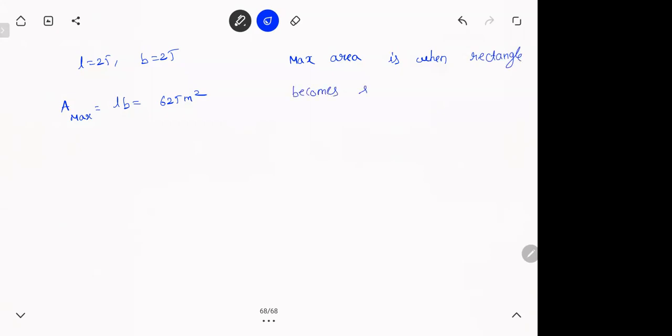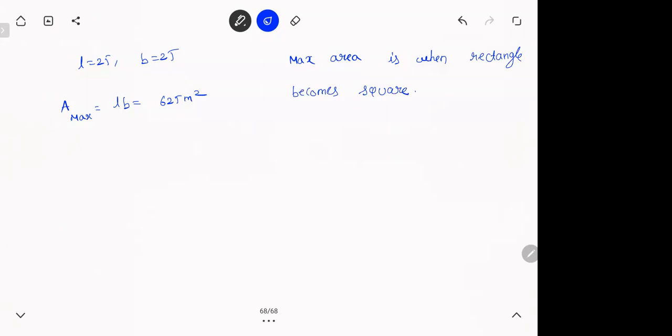So if you see, we got L is 25, B is 25. So maximum area is how much? L into B, no? That is 625. So we get max area when the rectangle is a square. If you construct a square fence, you get a better area. Clear?